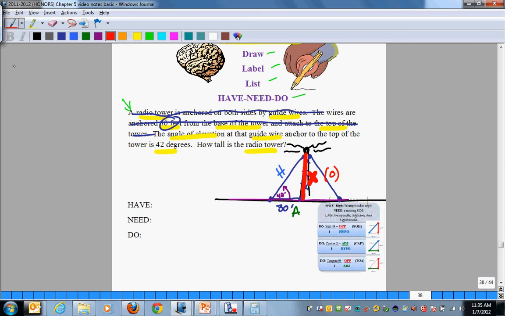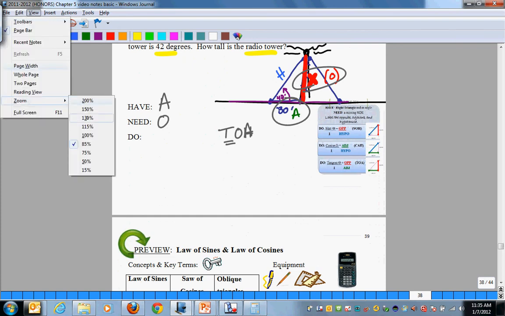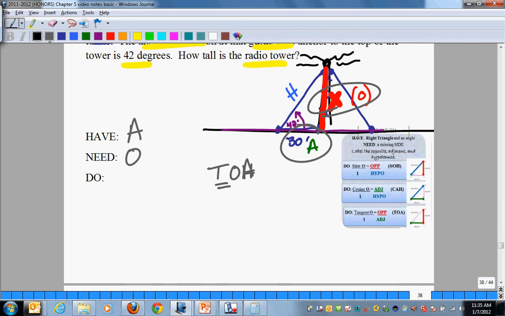What is it that we have? We have the adjacent side, and we need the opposite side. So we have an OA combination, and what goes with OA is tangent. So we write out tangent of theta equals opposite over adjacent. In this case, it's tangent of 42 degrees equals our opposite, which is x, over our adjacent, which is 30.